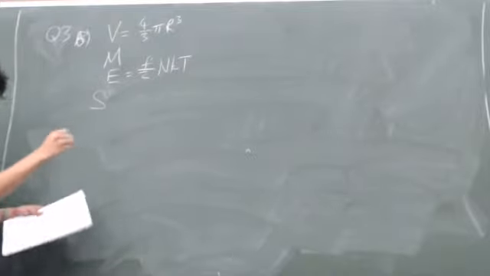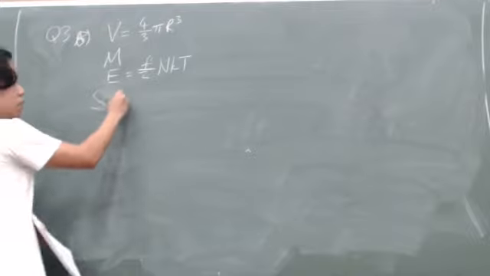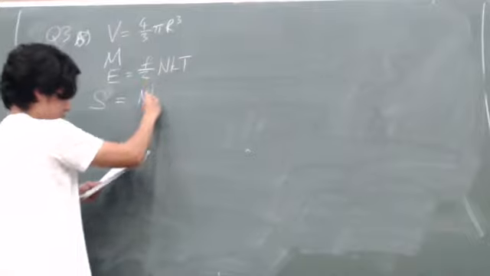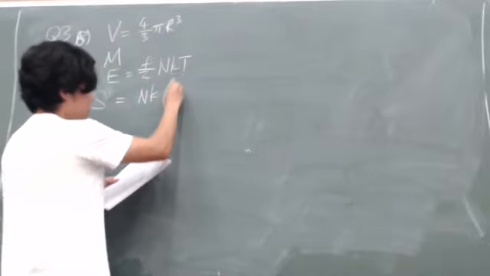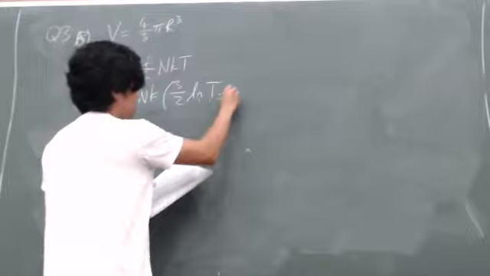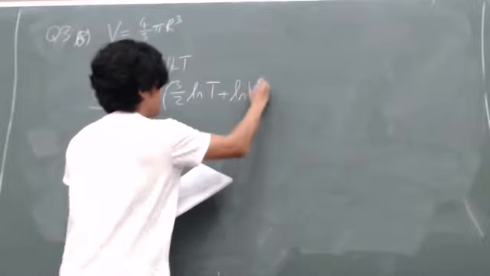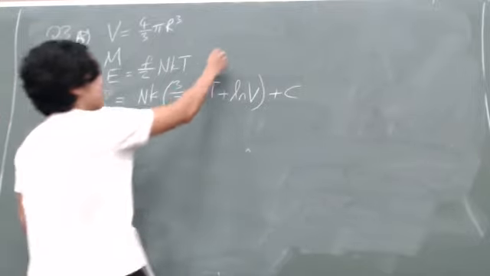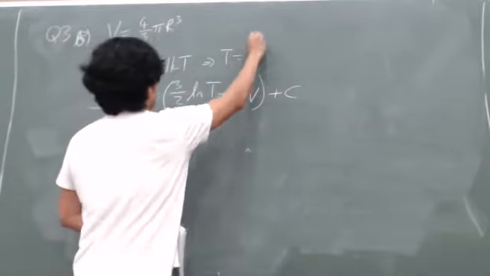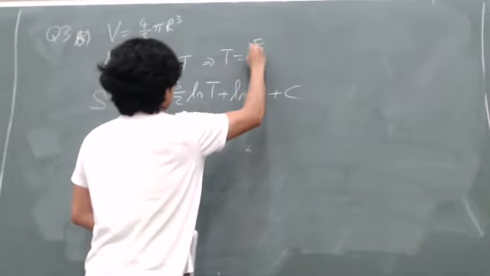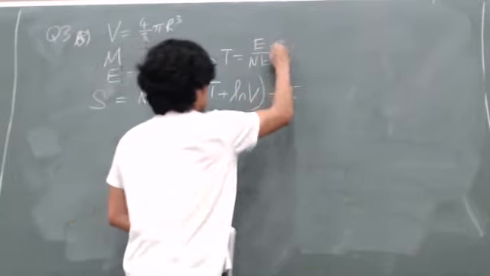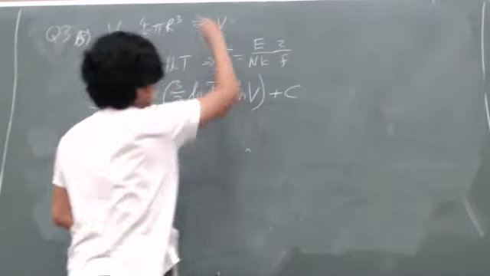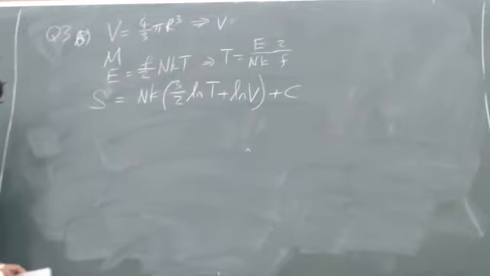So from the ideal gas, we can assume the ideal gas equation of state. So from the ideal gas, we know the entropy is given by, what's it? Nk times 3/2 log of T plus log of V plus some constant from integration. So in this case, T is equal to E divided by Nk times 2 on f. And then V is just 4/3 pi r cubed.